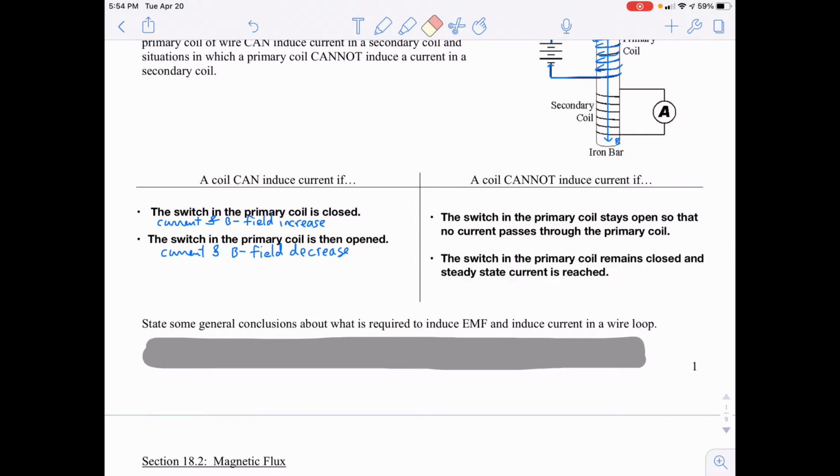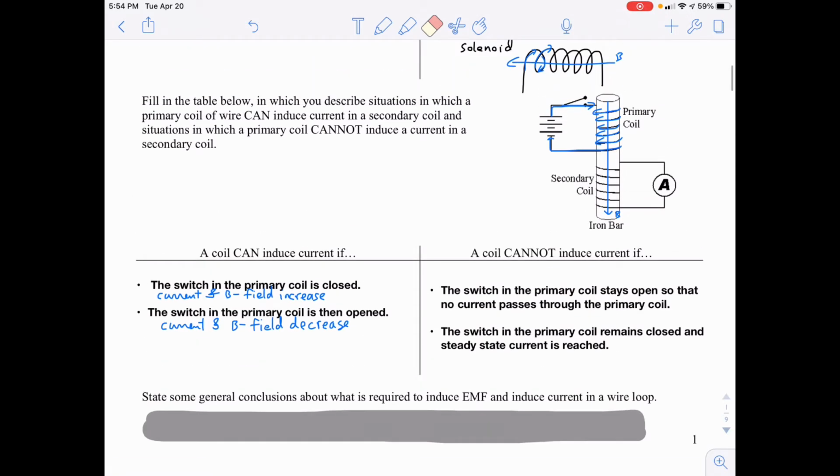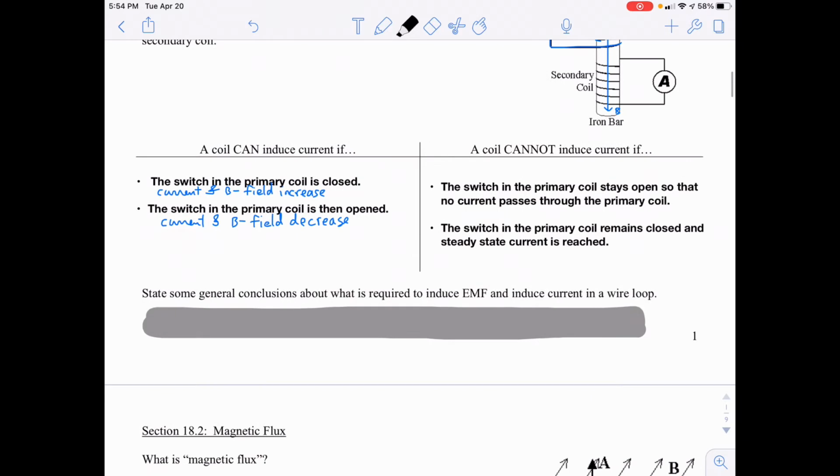The other way is to simply have the primary coil switch closed and the current reaches a steady state, meaning the current is not increasing nor decreasing, which means that the magnetic field is a constant value, not an increasing or decreasing value. There has to be a change in magnetic field in order to induce current.